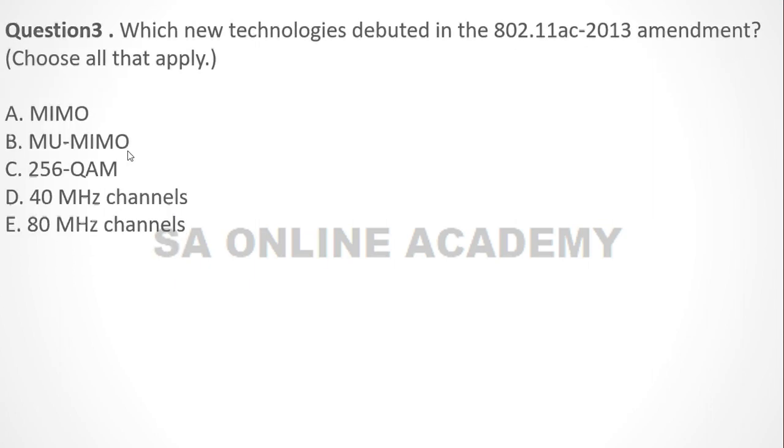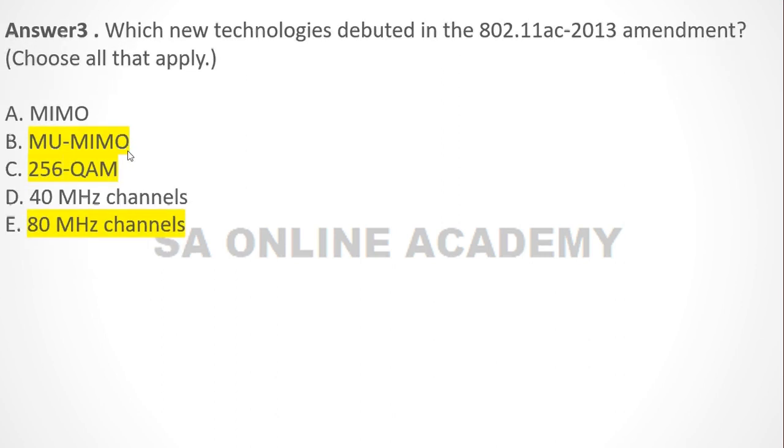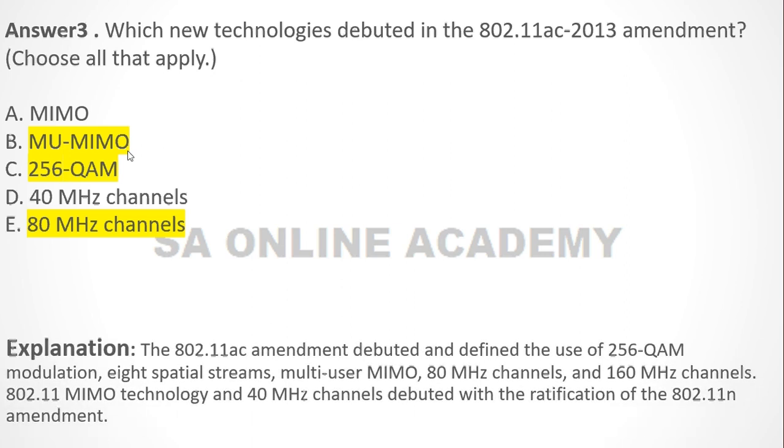Which new technologies debuted in the 802.11ac 2013 amendment? Options are MIMO, MU-MIMO, 256-QAM, 40 MHz channels, 80 MHz channels. The correct answer is B, C, and E. MU-MIMO was introduced in 802.11ac. Quadrature amplitude modulation of 256 was also introduced in 802.11ac, and the 80 MHz channel was also introduced in 802.11ac only. Okay. MIMO and 40 MHz channels were introduced in the 802.11n amendment.